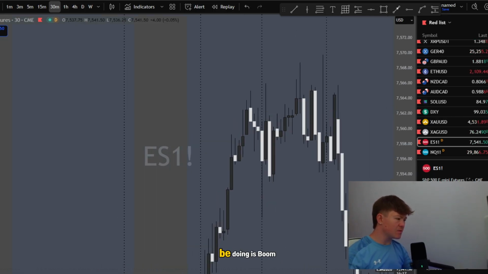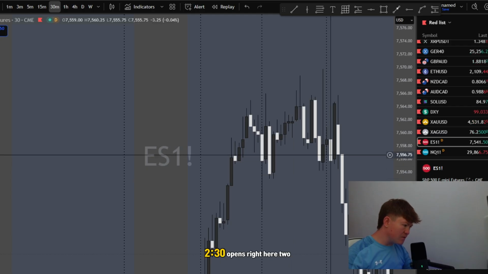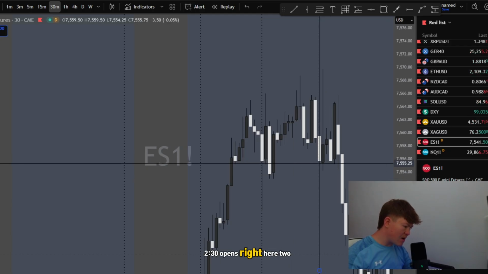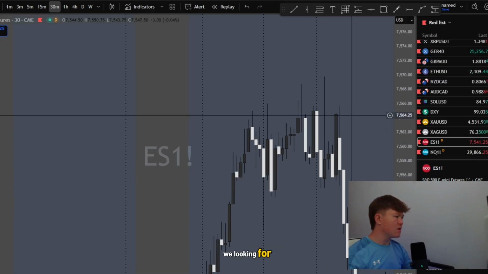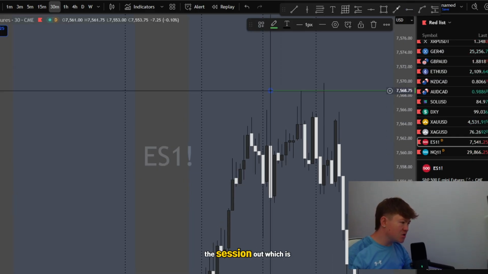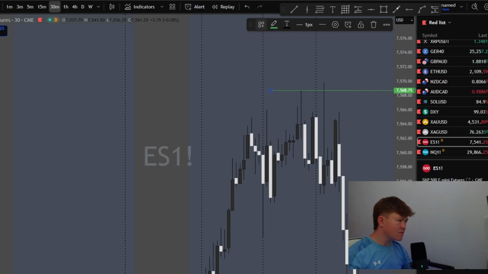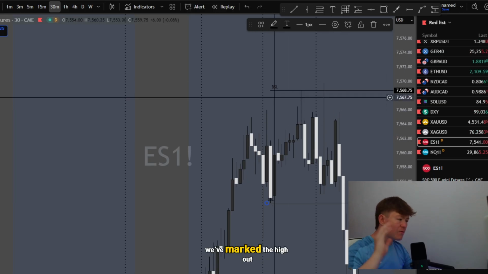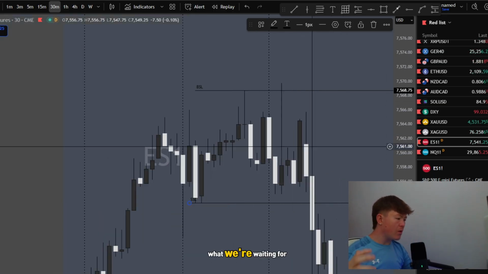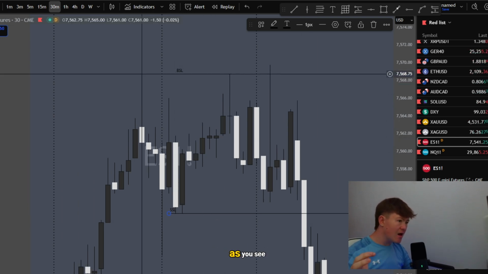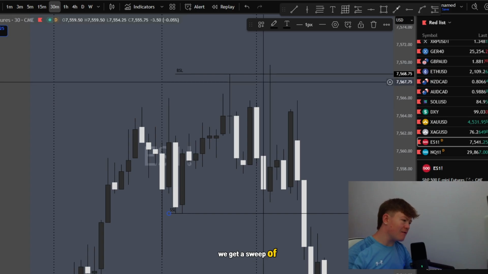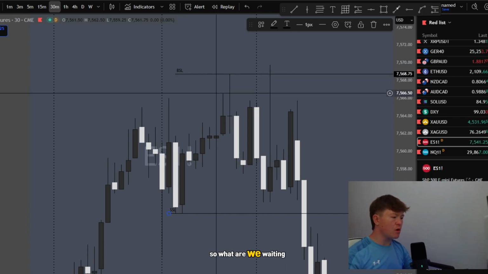So the first thing we'll be doing is, boom, 2:30 opens right here. What are we looking for? We're marking the high of the session, which is there, and we're marking the low of the session, which is there. Boom, we've marked the high out, we've marked the low out. What we're waiting for is a liquidity sweep to take out this buy side or this sell side. As you see, we get a sweep of buy side liquidity right here. So what are we waiting for?